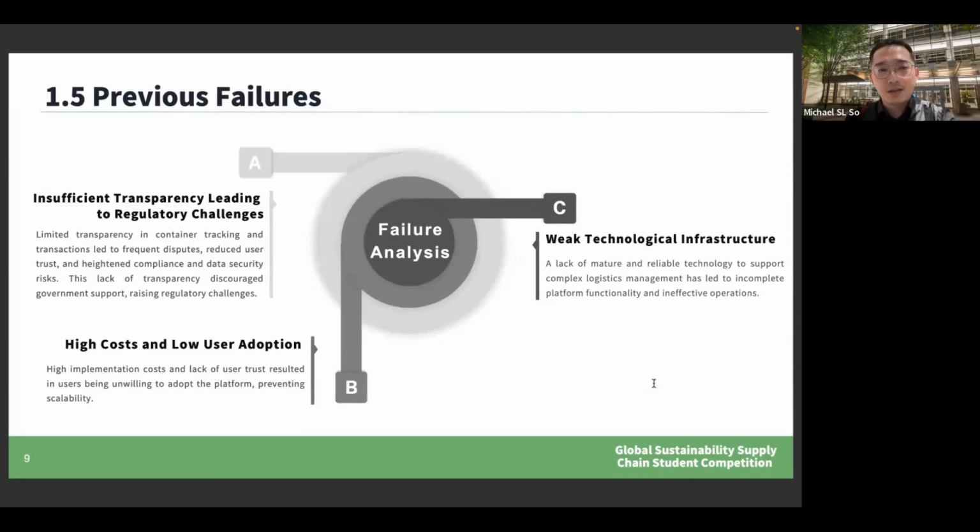This idea is not novel, and there were similar platforms before, yet they failed. We looked into why they struggled and summarized 3 reasons. First, the lack of transparency in container tracking and transactions, which leads to disputes and reduced trust among all parties. Second, the high cost, which leads to low user adoption and reduced scalability. Third, the lack of mature and reliable tech, which leads to incomplete platform functionality and inefficiency in operation.